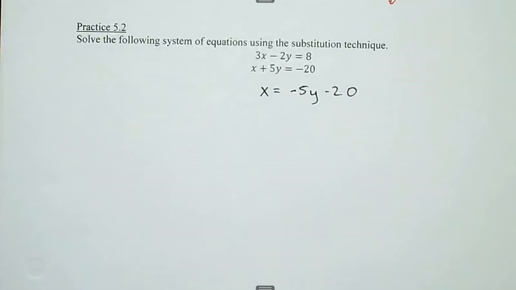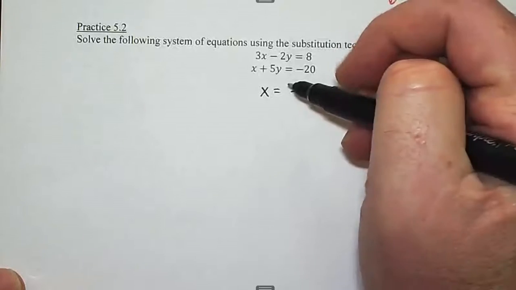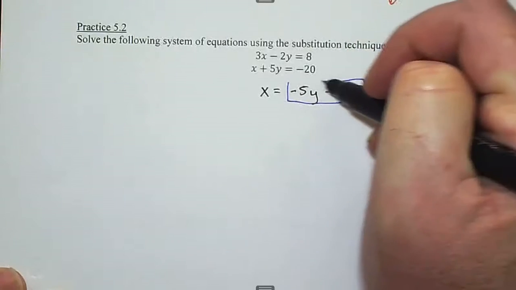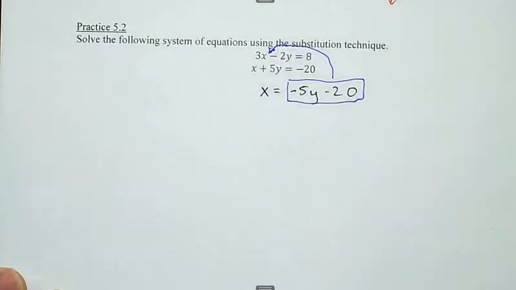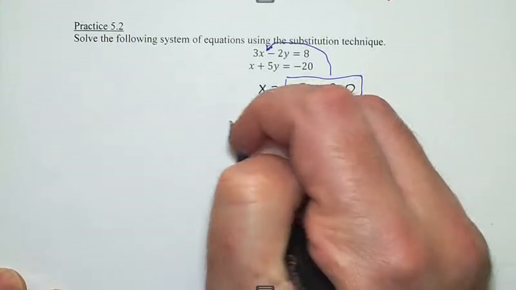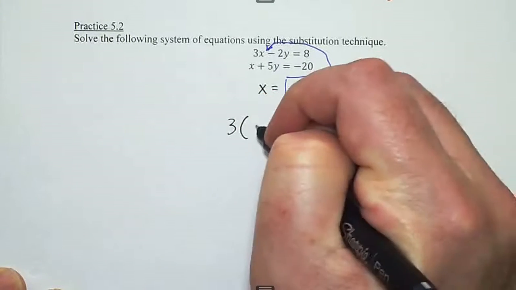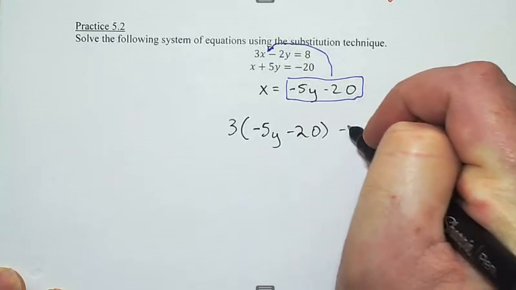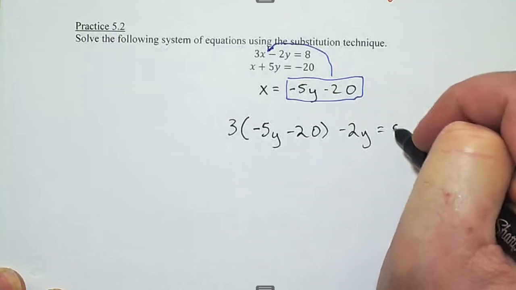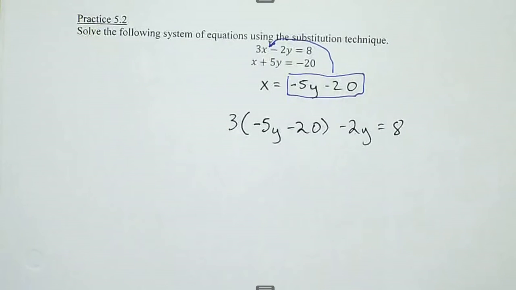So I move the 5y to the right, making it a negative 5y. I'm now going to take that. That's what x is equal to, and I'm going to replace it in the other equation's x. And when I do so, I'll make sure to put it in parentheses, like so. Okay, so now after doing the substitution, I have an equation that I can solve because it's one equation with only one unknown. One letter, that is.